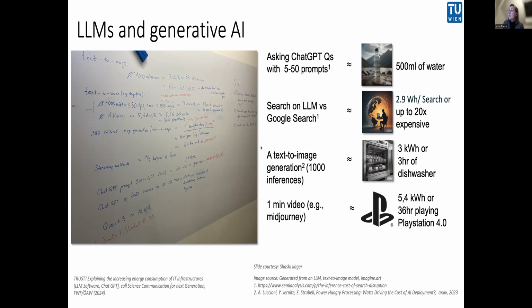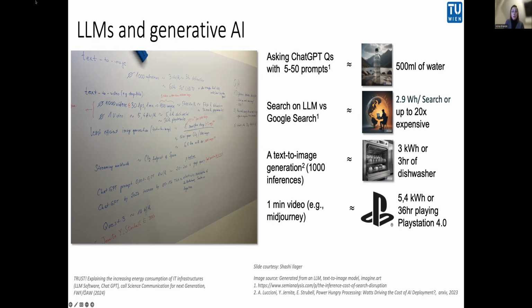If we switch Google search from index-based search to LLM-based search, we are going to use 20 times more resources, for example, electricity, because it's going to be much more expensive. If we generate text to image and perform around 1,000 inferences, for the same amount of energy we can switch on our dishwasher, in Europe at least, with our carbon intensity and our electrical grid. And if we generate a 1-minute video, for example, with Midjourney, for the same amount of energy, we can play a PlayStation, I don't know, the whole weekend. So this is just to give you an idea about the order of magnitude we are talking about here, and about the resources that we need here.